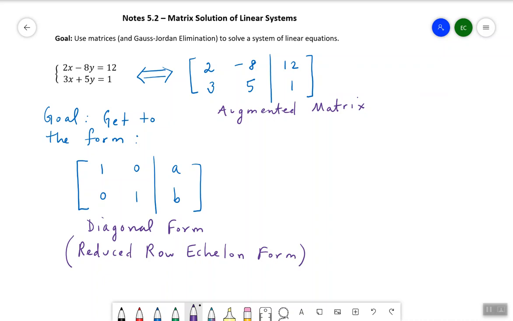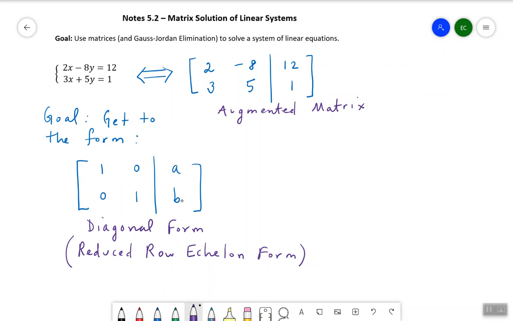When we say diagonal form, we're talking about the diagonal from top left to bottom right on the left side of the vertical line. From top left to bottom right, that's the diagonal, and we're going to get ones everywhere on that diagonal, and we're going to get zeros everywhere else. You can imagine that if we had more variables and more equations, the diagonal would be longer. There would be more ones and more zeros in the matrix. We'll see an example like that later.